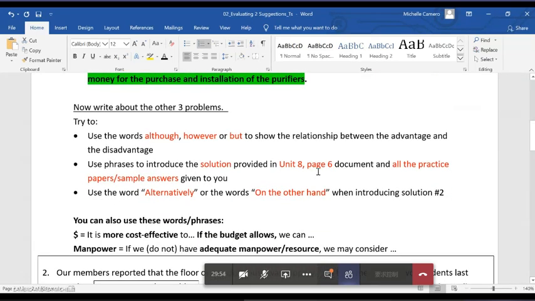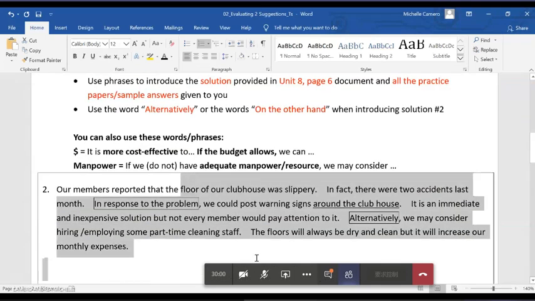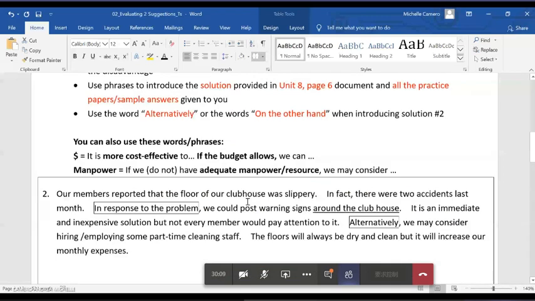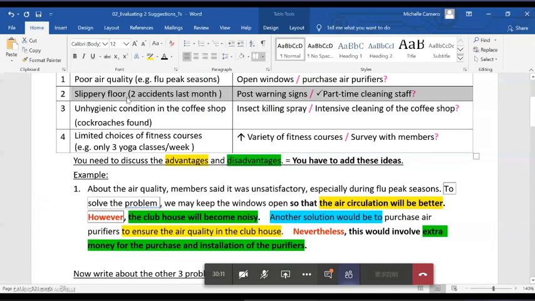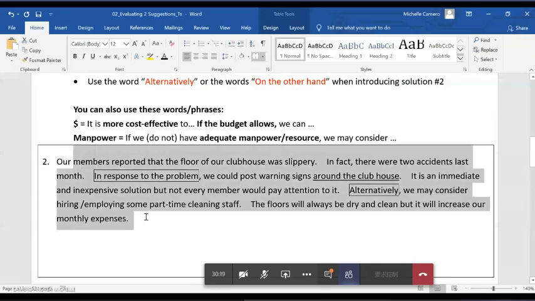All right, now because we're short on time, I'm just going to give you the paragraph here. So we've got the problem, more information about the problem, and the two solutions. And remember, you need to have the advantage and disadvantage. This one is about the slippery floor, and there's 2 accidents, post warning signs, or have a part-time cleaning staff. So here are those point form ideas in a paragraph.